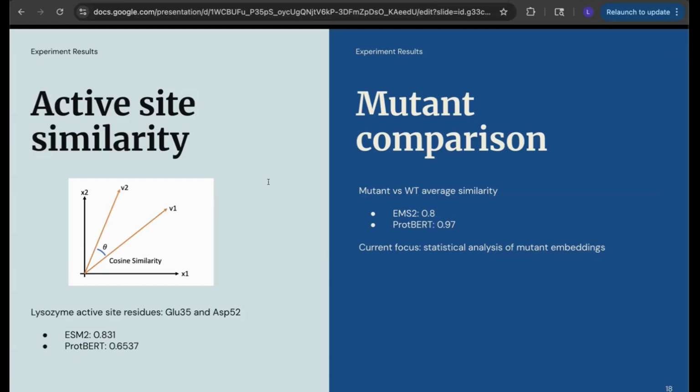And this was interesting because I found that it suggests that the models are not really that sensitive to mutations. And this might prove to be a big limitation in their downstream predictive tasks, because a lot of current research is being done about the effect of mutations on structure and function. And if these models aren't able to capture that mutation and the significance of it, they might not perform as well in their downstream tasks. So right now, my current focus is on further analyzing these results, especially with statistical analysis.